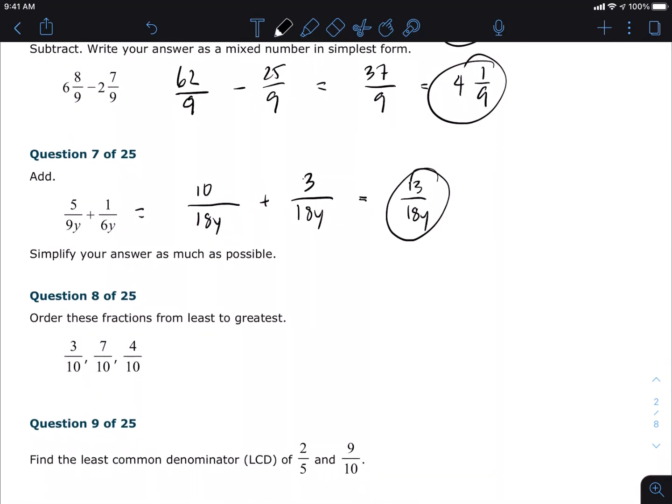So now they want us to write these in order from least to greatest. Well, since they have the common denominator already, least to greatest is very, very easy because all we have to do is look at the numerator. So the smallest number is 3/10. That is smaller than 4/10, which is smaller than 7/10. And that is our answer.